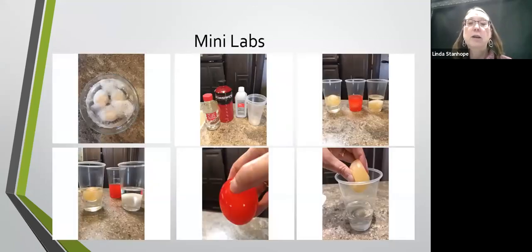Like I said, I find a lot of the things that I do are science labs that are just very low budget.